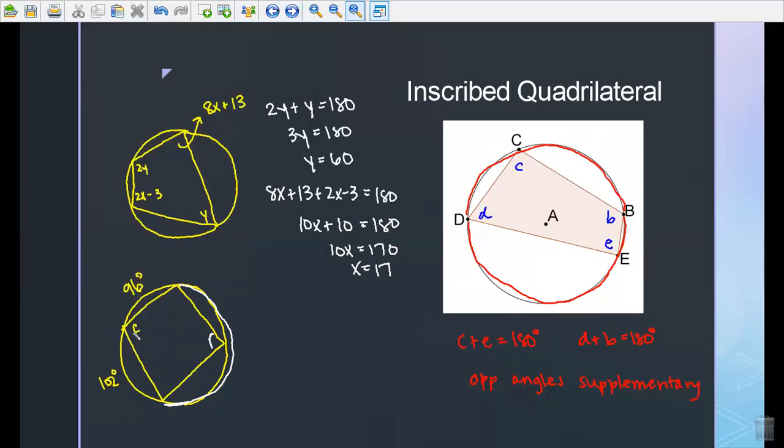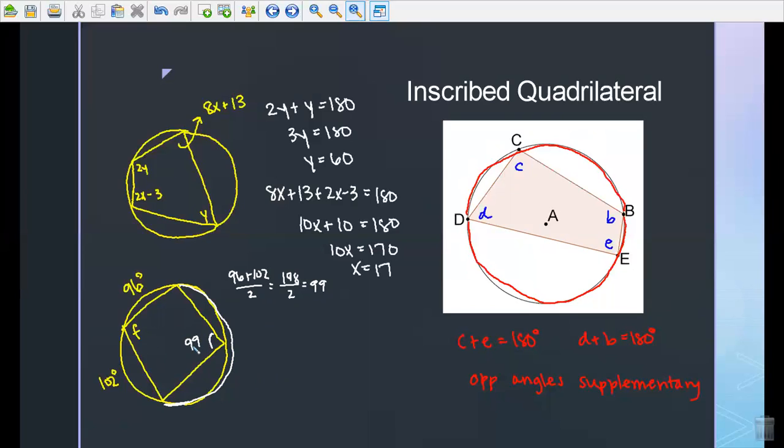So I'm going to go ahead and add these together. I'm going to say that this inscribed angle here is going to be half of whatever the sum is over here. Well, 96 plus 102 divided by 2, that's going to give me 198 divided by 2, and that should be 99. So this angle right here is 99 degrees.